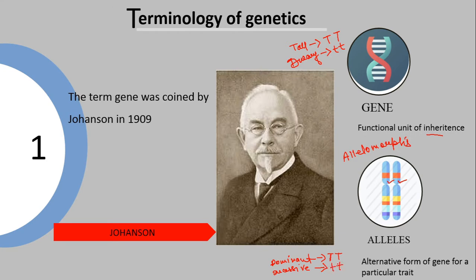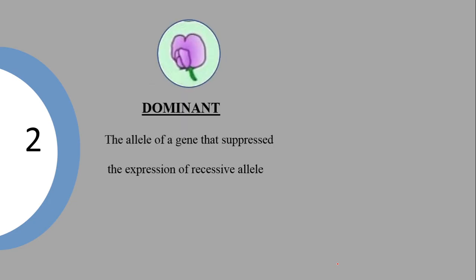We always use capital letter to show dominant and small letter to show recessive one. Now let's see what is dominant and recessive trait. The dominant is the allele of a gene that suppresses the expression of recessive alleles and will always express in F1 generation after a cross, and is classically symbolized with capital letters. For example, here for the purple color flower, we always use capital P and capital P, or capital P and small p, but the first is in homozygous condition, whereas the second is in heterozygous condition.